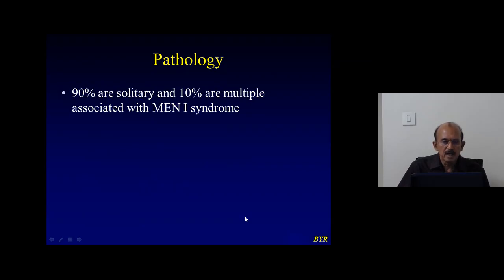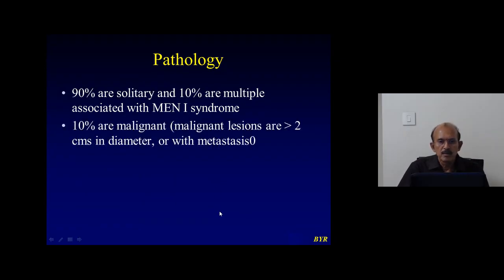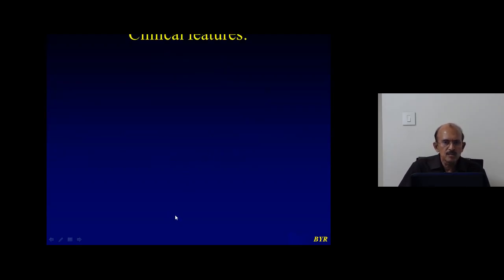90% are solitary and 10% are multiple. They are associated with MEN1 type syndrome. 10% of them are malignant. Malignant lesions are more than 2 centimeters in diameter and with metastasis. They will be having metastasis in other organs also.